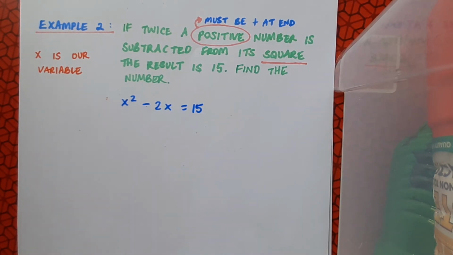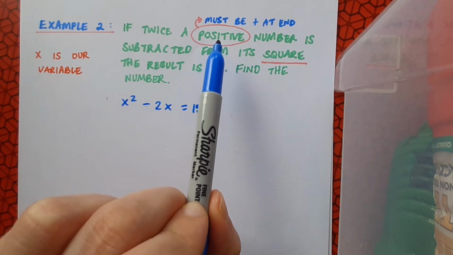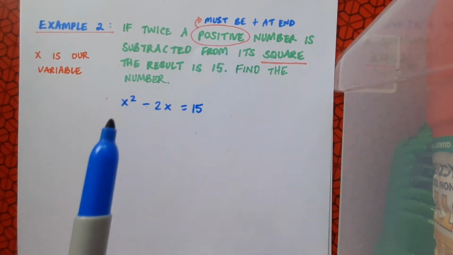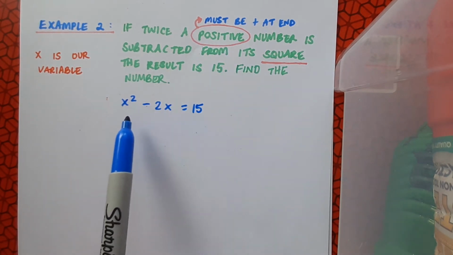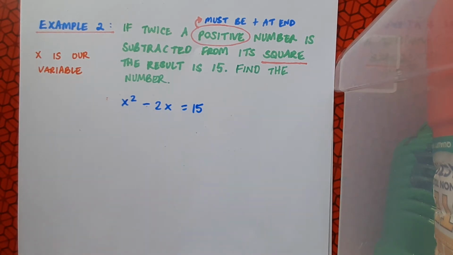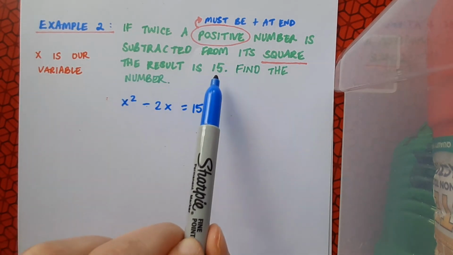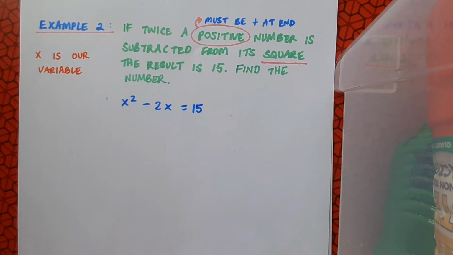Notice what I said at the beginning. This positive bit here just means that at the very, very end, my answer must be positive, but it doesn't stop me from using minuses in my equation. The result is 15. That's where the equals 15 is coming from. Again, it's a quadratic. What do I always want to see with quadratics? They have to be equal to 0 before I can begin to solve them. So we need to sort that out first of all. So we'll bring the 15 across.